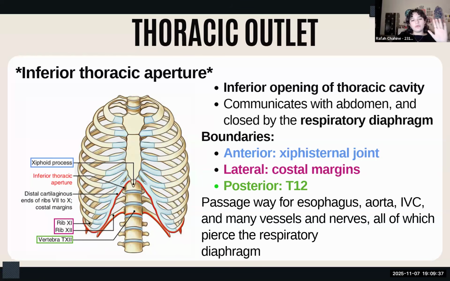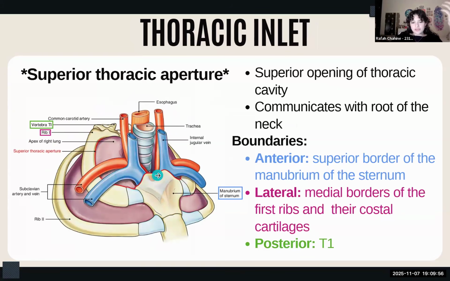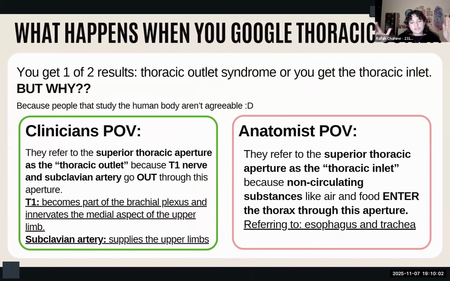Now, before I move on, I've been saying thoracic outlet, and right now, if I tell you to leave this, don't leave the Zoom meeting, but if you exit the tab and you search thoracic outlet, you're not going to get a picture of this. What you're going to get is a picture of this. This is considered the thoracic outlet in the clinics, okay? Why? Because clinicians and anatomists cannot agree, for the love of everyone, okay?